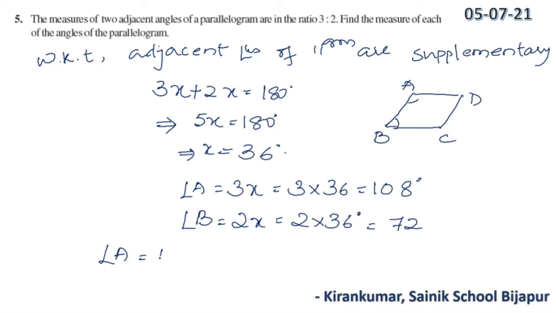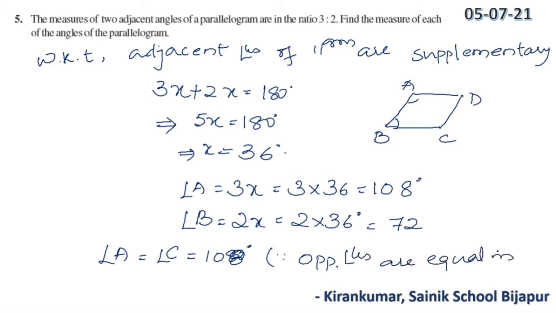Angle A will be equal to angle C. This will be equal to 108 degrees. Sorry, this is 108 degrees. The reason is opposite angles are equal in a parallelogram. Same way, we have got angle B opposite to angle D. So their measure is 72 degrees. Opposite angles of a parallelogram are equal.